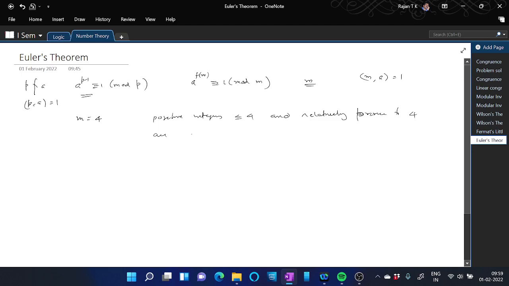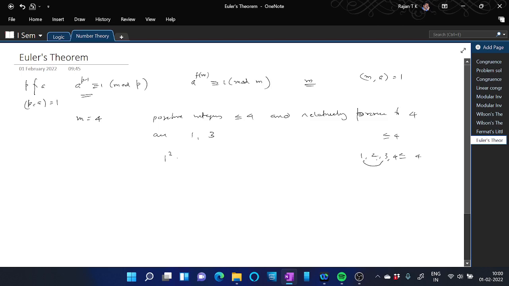By checking, they are 1 and 3. You can see that the GCD of 1 and 4 is 1, and similarly the GCD of 3 and 4 is also 1. Therefore, 1 and 3 are relatively prime to 4. The numbers 1, 2, 3 are less than or equal to 4, and among these, 1 and 3 are relatively prime to 4. And these 1 and 3 have a certain property.